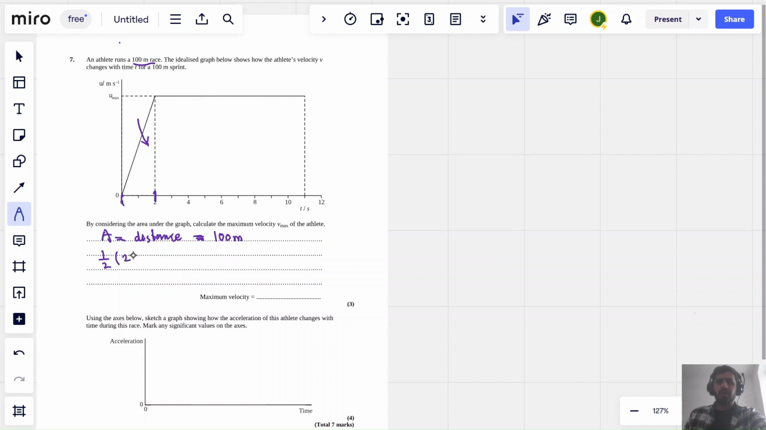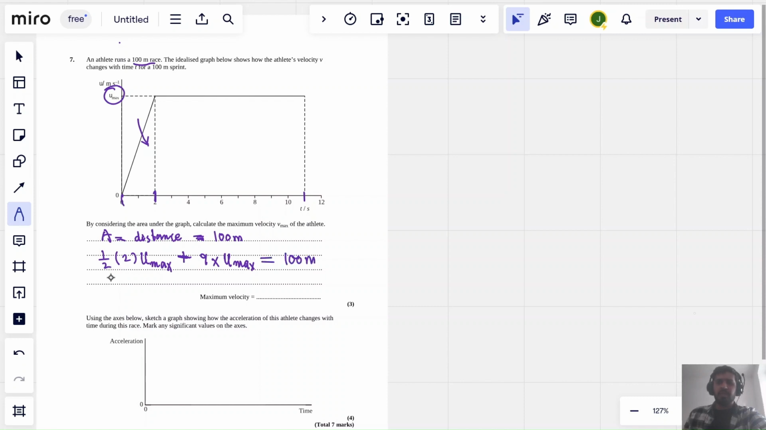It's 2 times height, which is u max. So I can write u max, and plus I have to add with it the area of this rectangle. So for the rectangle, the base is from 2 to 11. You can see that it is 9, and times height is the same, u max. So this total area must be equal to 100 meters.